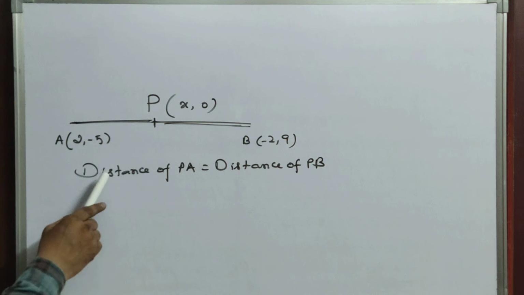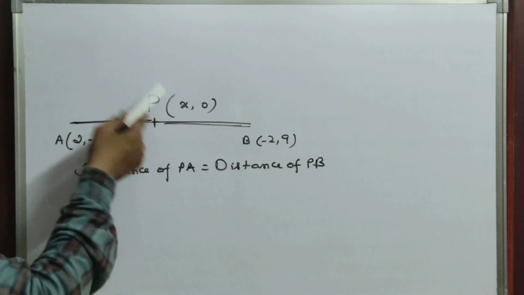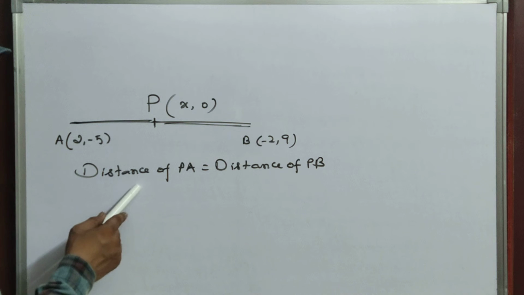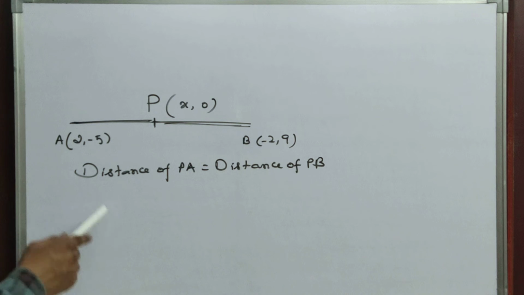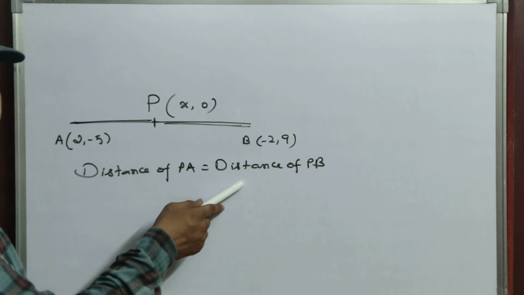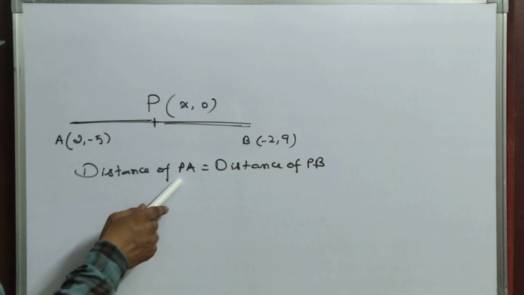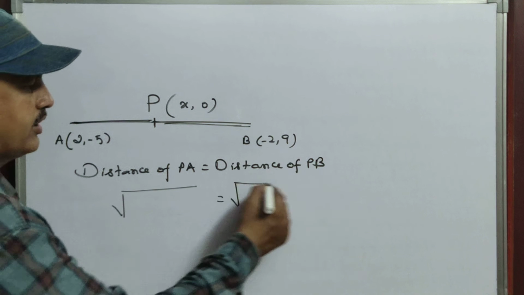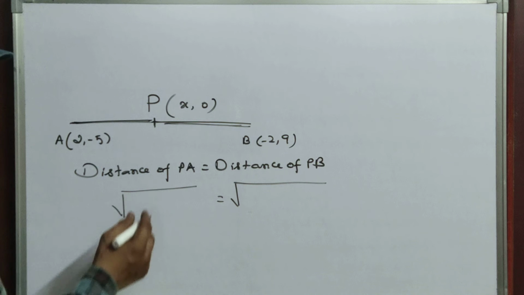Then if you find the distance of PA and the distance of PB, you are going to get the value of x. Here you have to apply the distance formula, root over (x2 minus x1) whole square plus (y2 minus y1) whole square. Similarly, the same formula is applicable here. But one thing I will tell you children: the distance of PA comes under roots, yes or no? So I will tell you a small easy way.